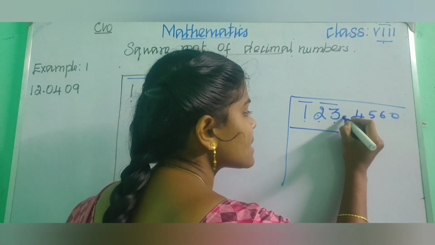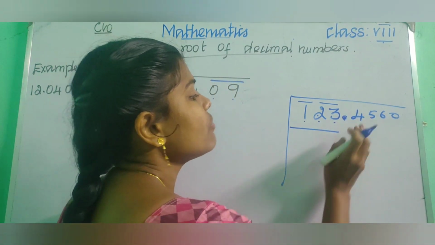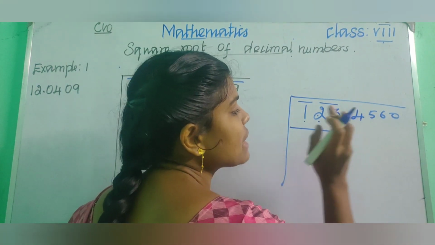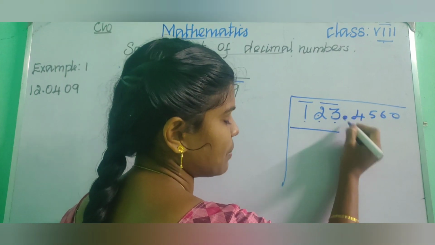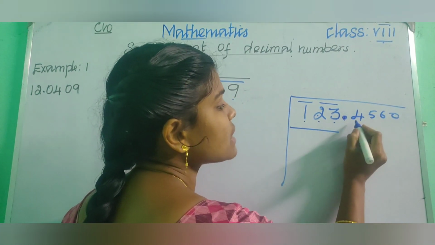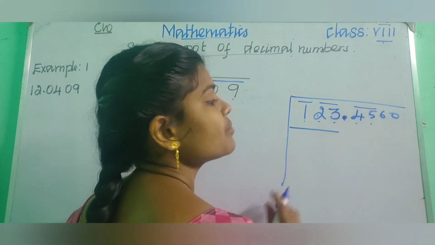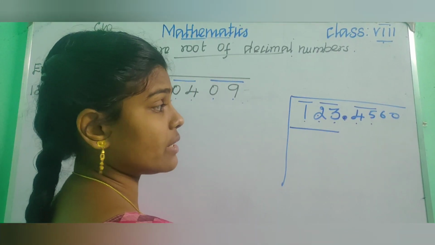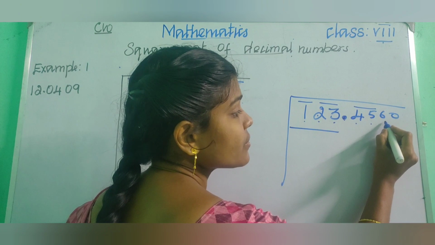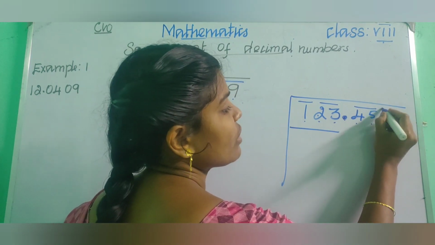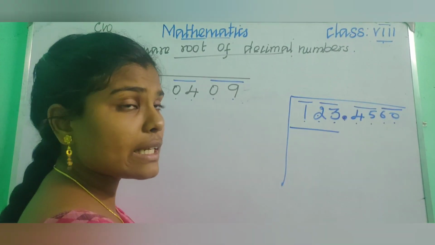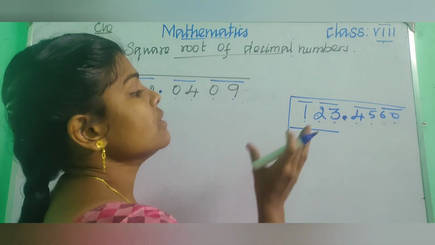And then we are having some digits after the decimal point, right? For the digits which are after the decimal point, we need to start the bar from the decimal point. Here we are having the decimal point, right? So we need to start counting from this point. 1, 2. Now we can insert the bar. And then the next 2 digits, 1, 2. Now we can place the bar. Is it clear, children? Very easy, right?